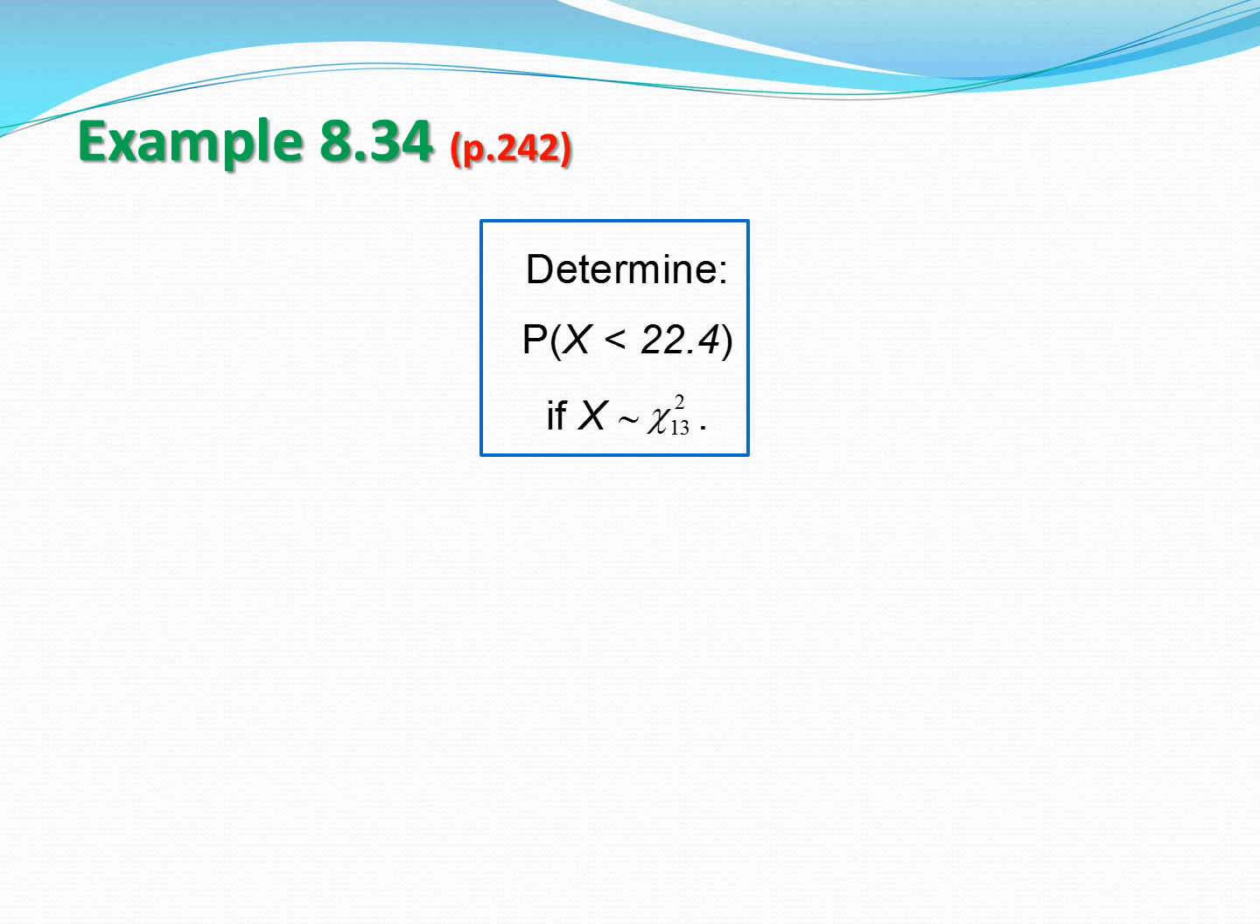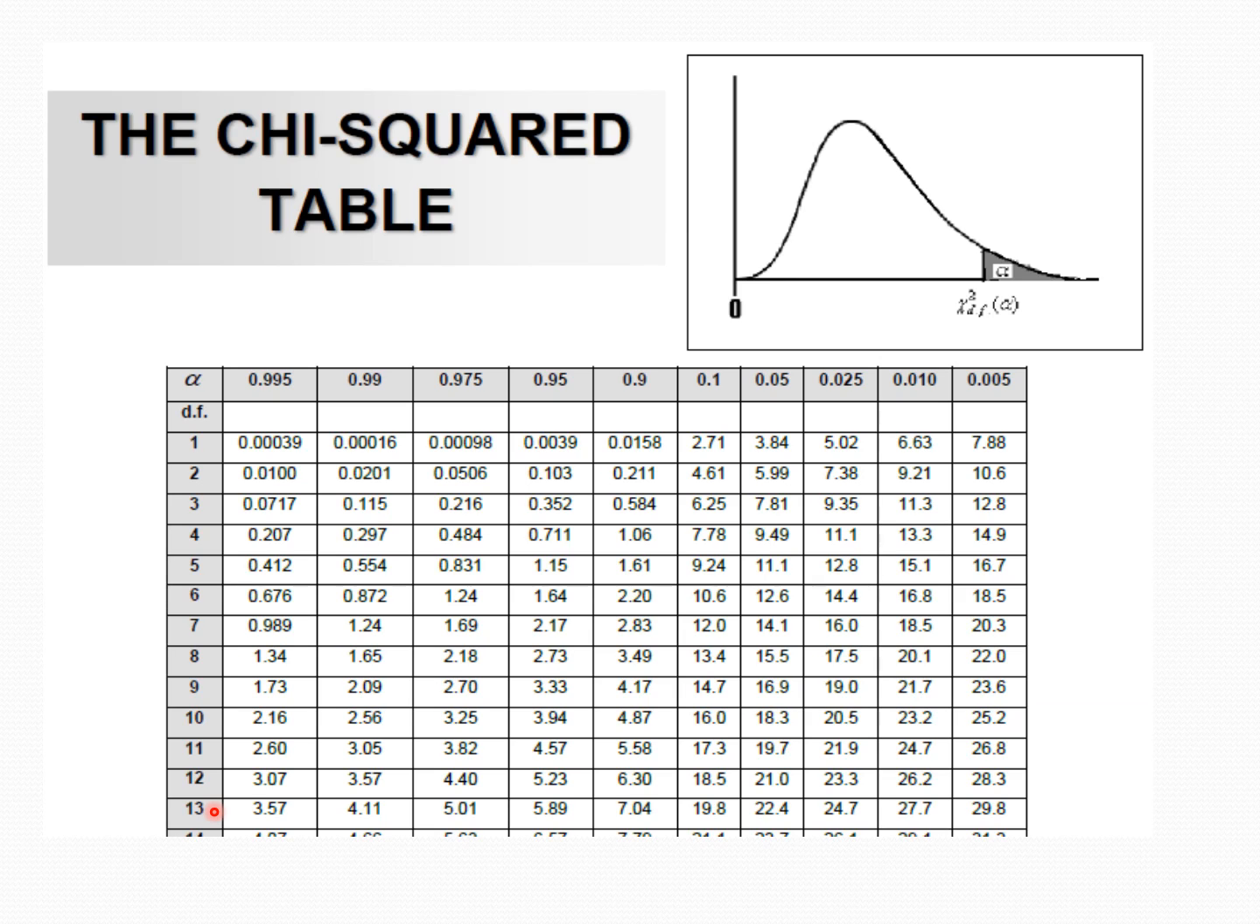In example 8.34, they ask you to determine the probability that your random variable is less than 22.4, and they tell you that your random variable follows a chi-square distribution with 13 degrees of freedom. So we will go down to degrees of freedom of 13 in our chi-square table, and we look for 22.4. And that will give us the probability to the right-hand side of 22.4, which is 0.05.